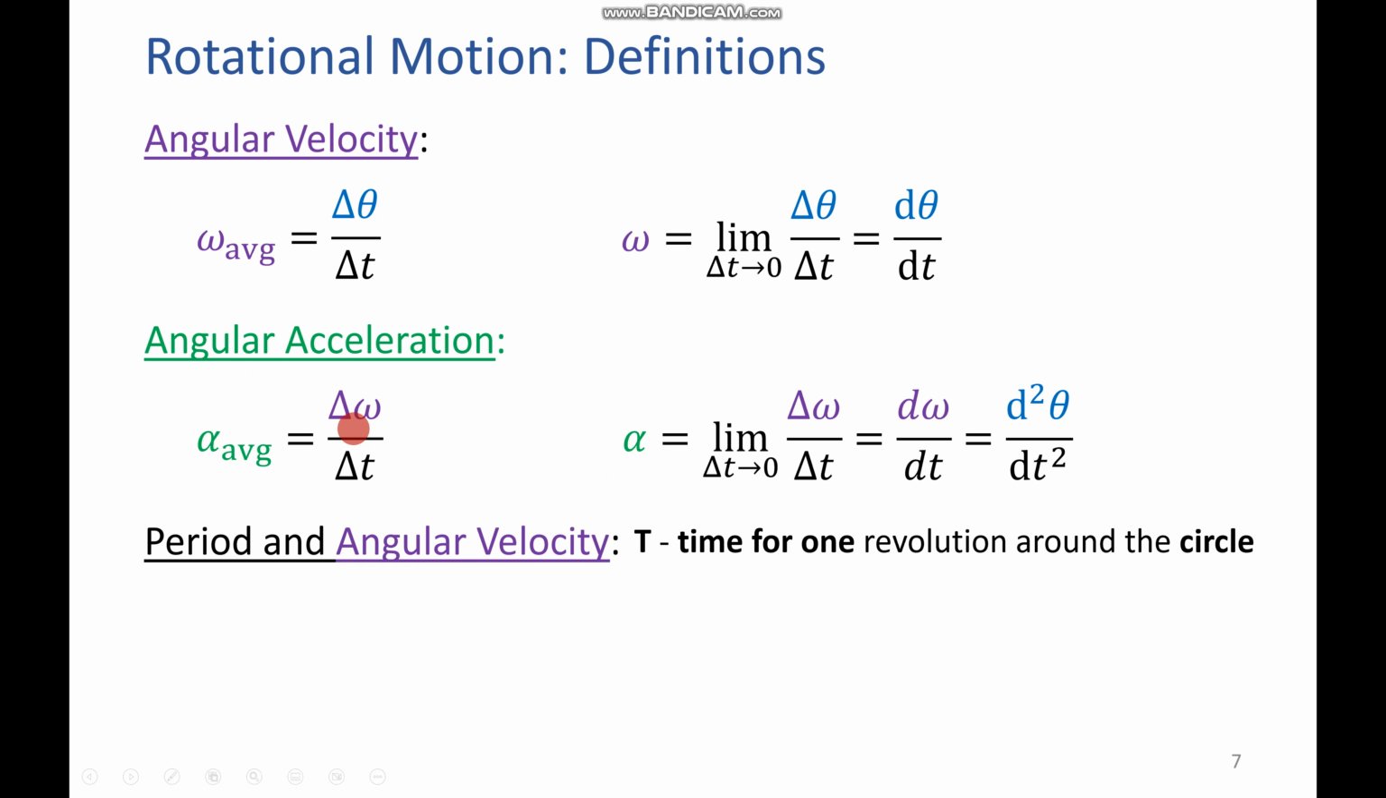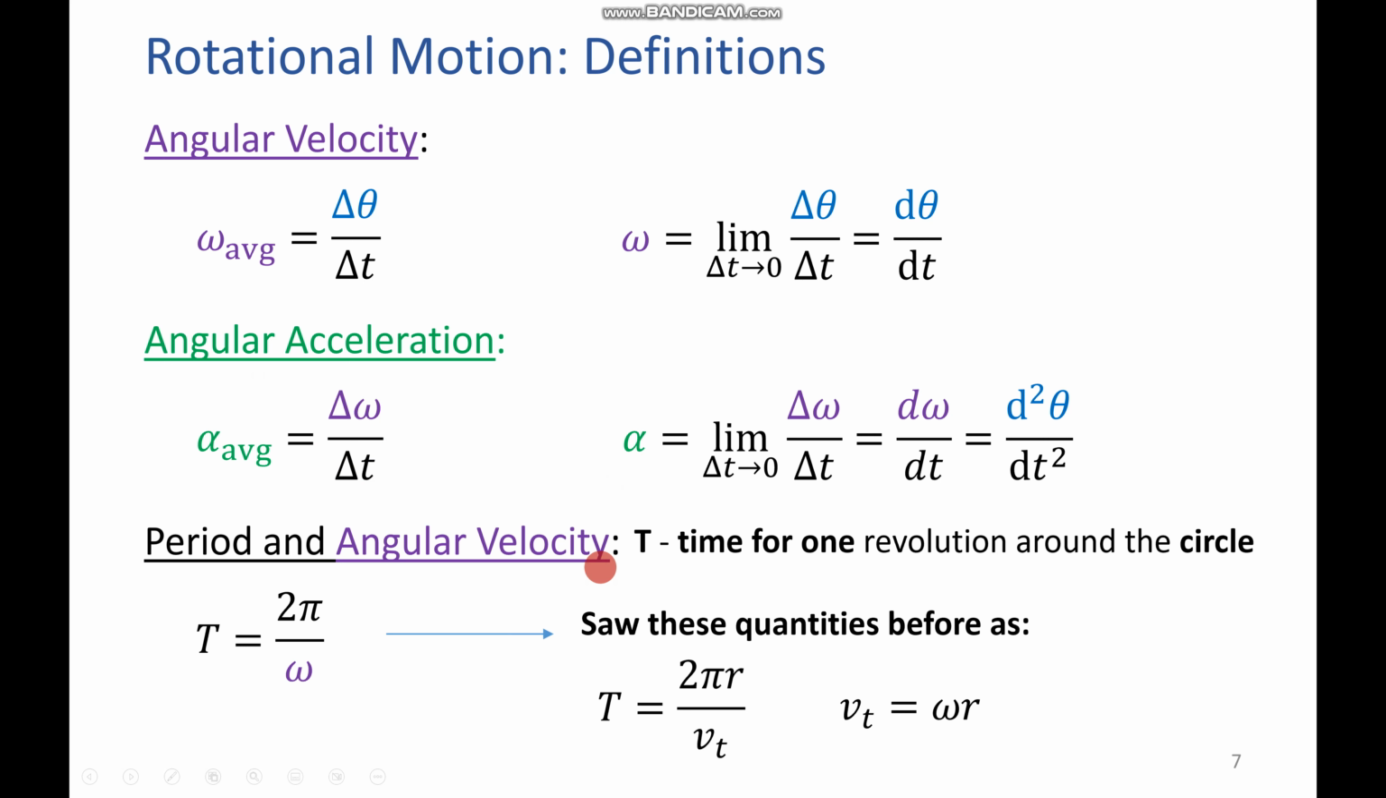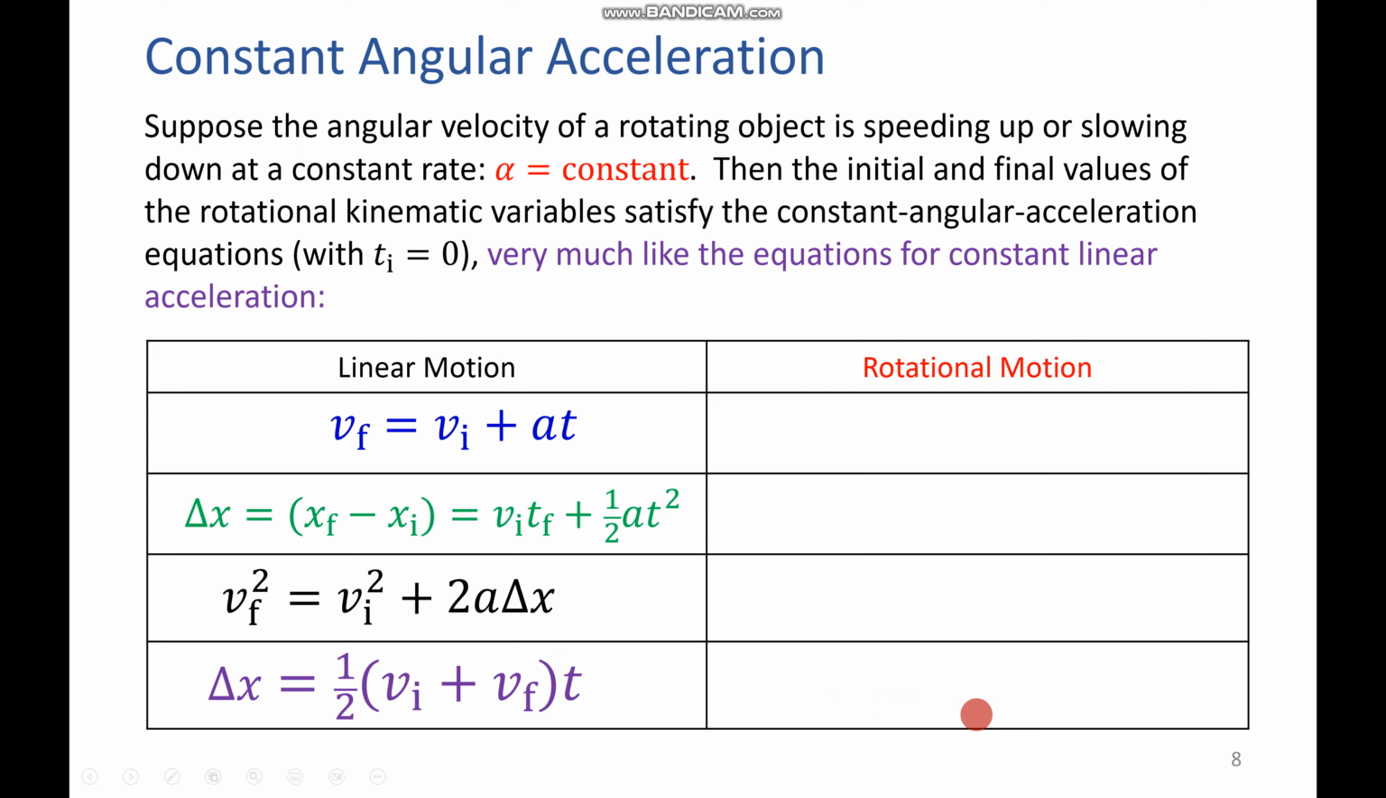And then for the period, you guys are going to be using T, which is the time for 1 whole revolution around the circle, and that will be T equals 2 pi over omega. You guys have seen this before when you were doing linear motion, with T equals 2 pi r over v sub t, with your velocity v sub t equaling your omega times r.